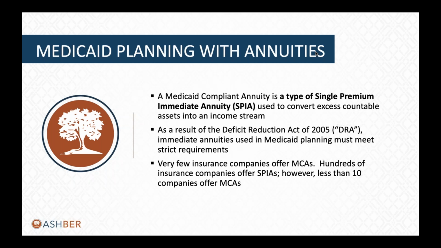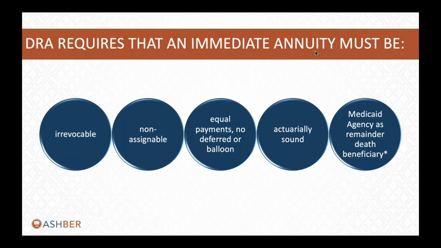As a result of the Deficit Reduction Act of 2005, immediate annuities have to meet strict requirements in order for the contract to be considered compliant with the Medicaid planning rules. There are very few insurance companies that offer Medicaid compliant contracts. There's hundreds of insurance companies that offer immediate annuities, but there's less than 10 that offer Medicaid compliant contracts.